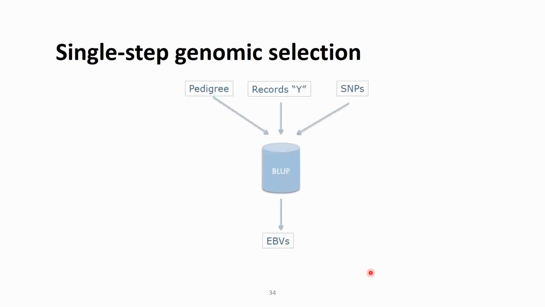In the single step genomic selection, we have it much more simple. We have the pedigree records, all the other records, and the SNP effects, and basically the genotypes. We put everything together in a single model, and we get out the single step genomic EBVs that we use in our selection decisions.